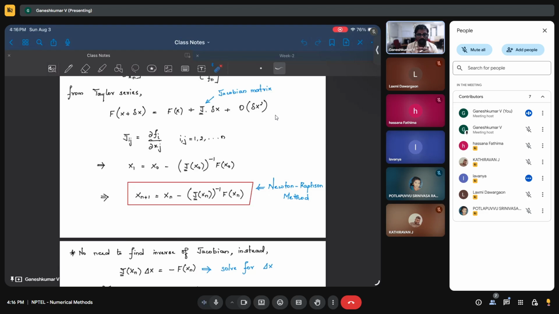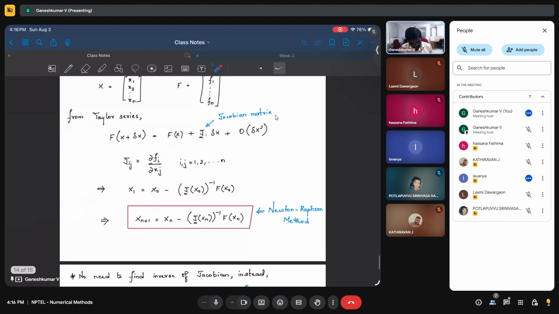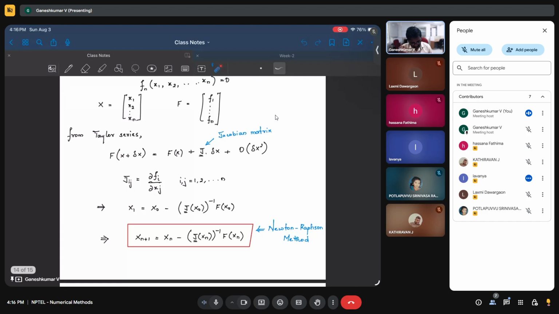Also, this Jacobian matrix has some significance. You will find it soon in multiple places in the coming weeks. And basically in Newton-Raphson, what you will do is this. It's just a derivative function.